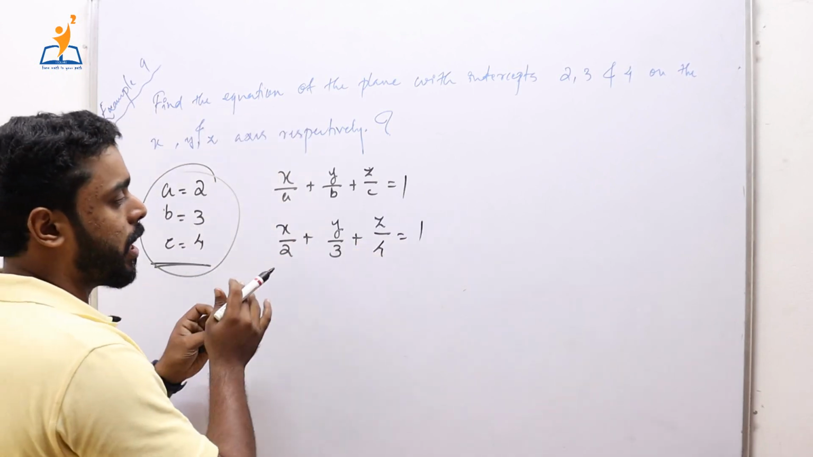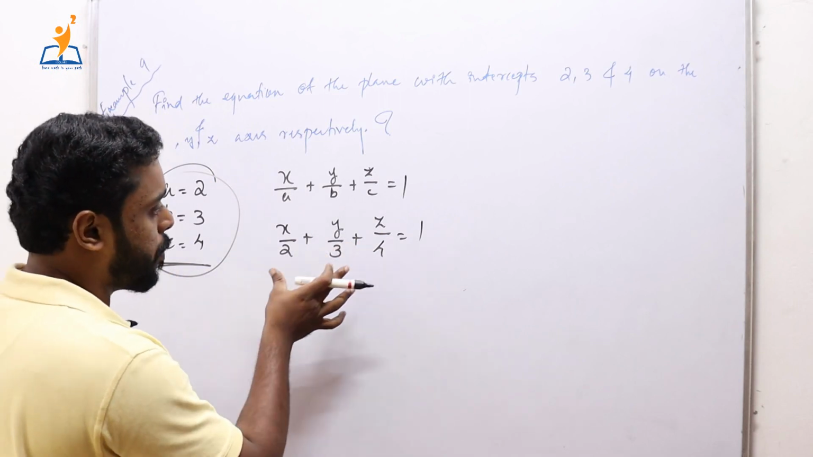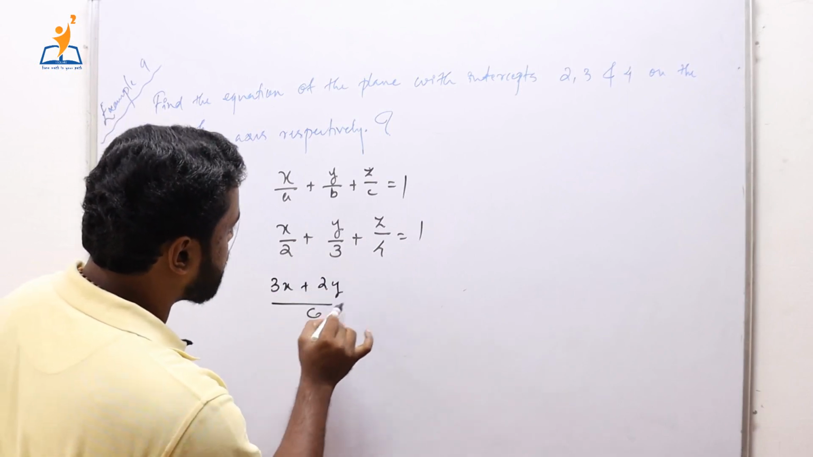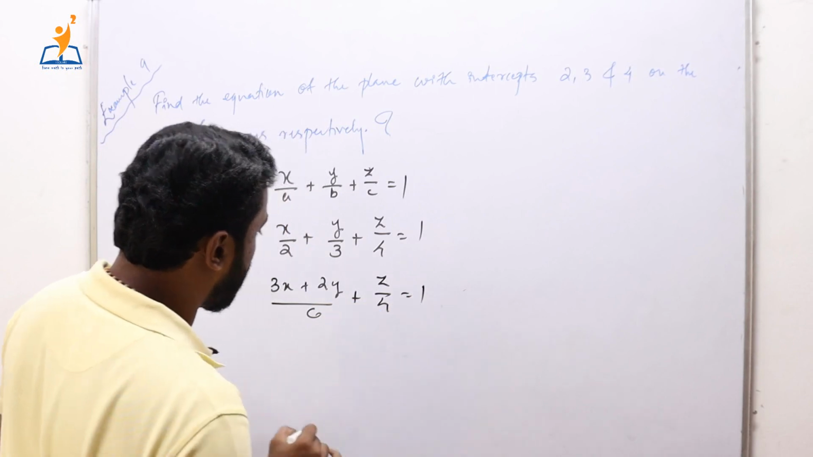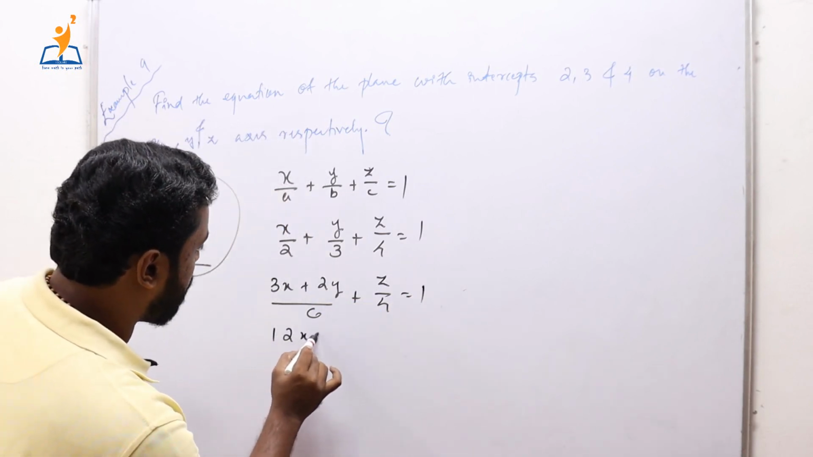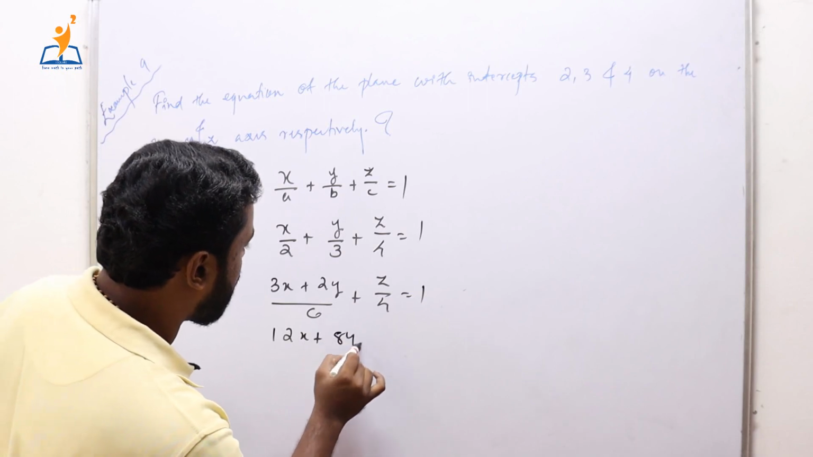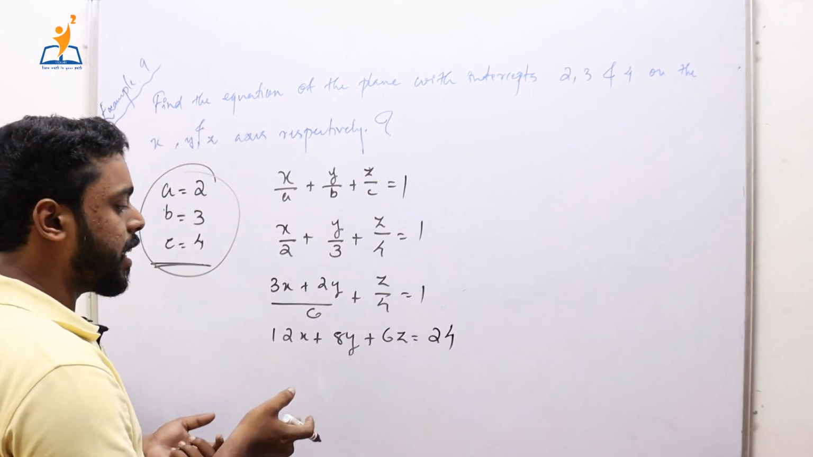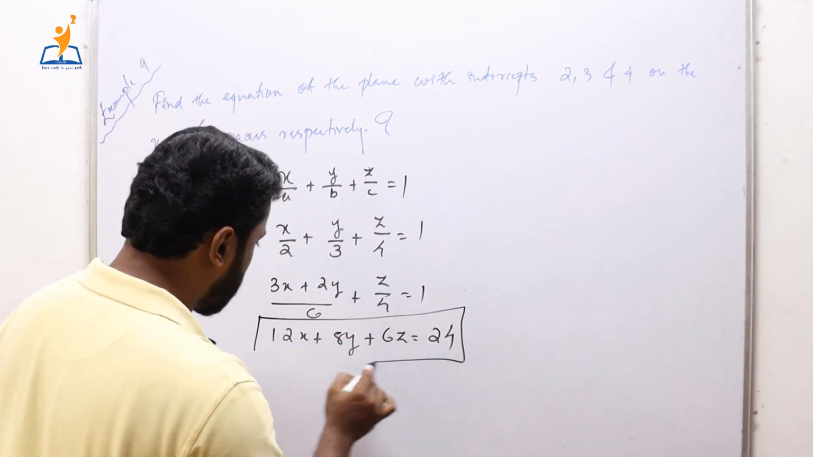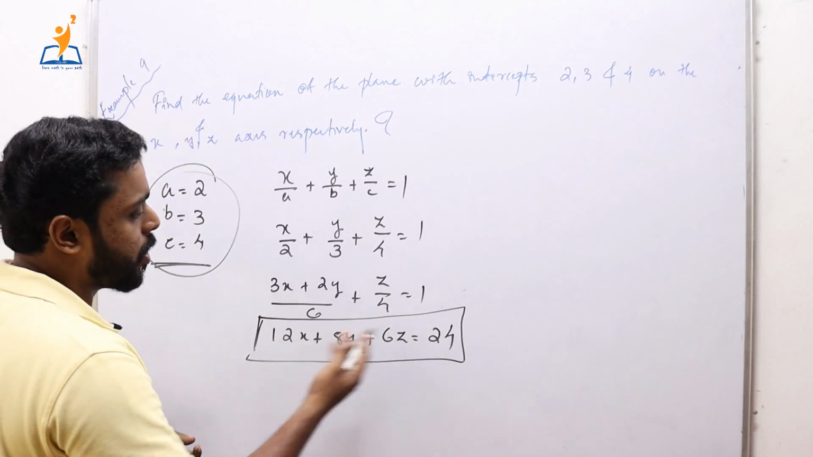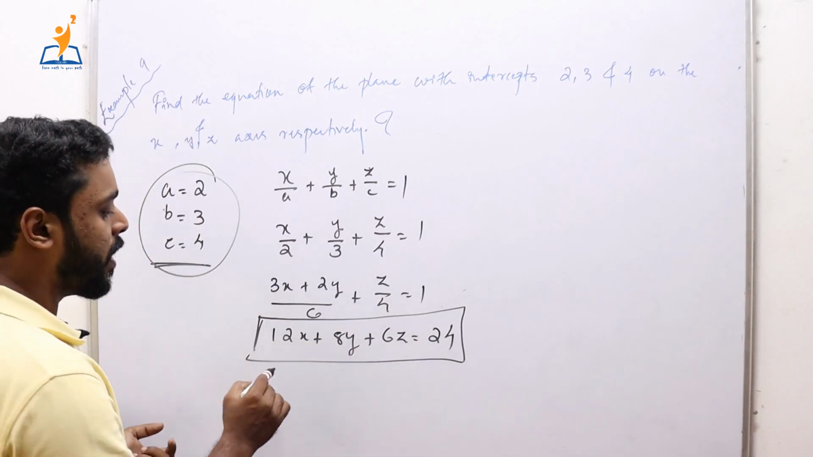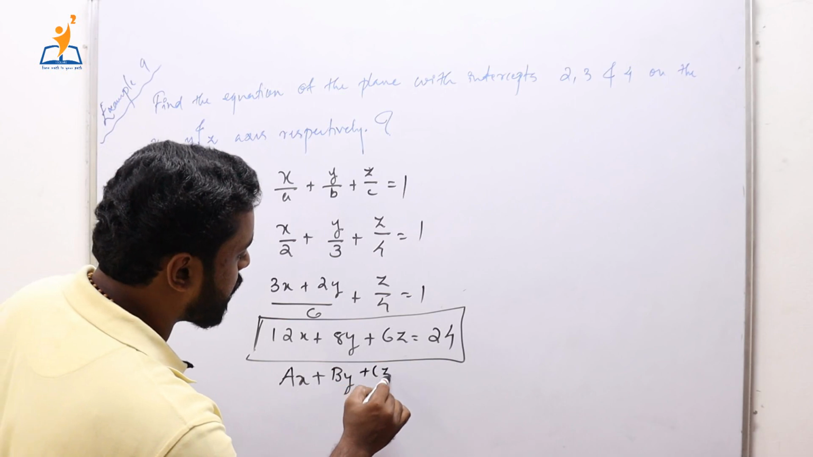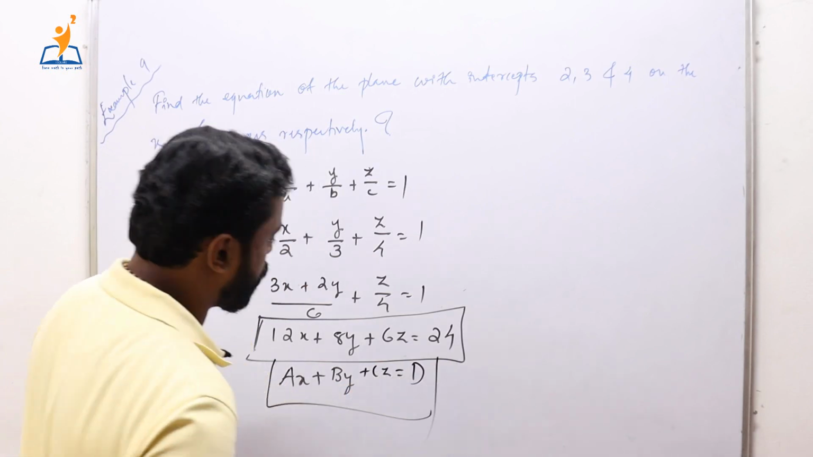Now we shall make it more into the standard form by cross multiplying and taking the LCM. We get 3x plus 2y divided by 6 plus z by 4 is equal to 1. So we have 12x plus 8y plus 6z is equal to 24. Now we can stop at this step, or we can cancel the common terms to get into a more standard form. Whatever, the equation of the plane will still remain in the form Ax plus By plus Cz equal to D. This will be the equation of the plane always.